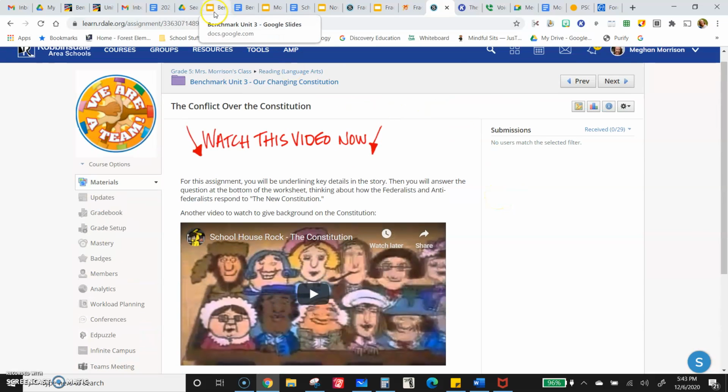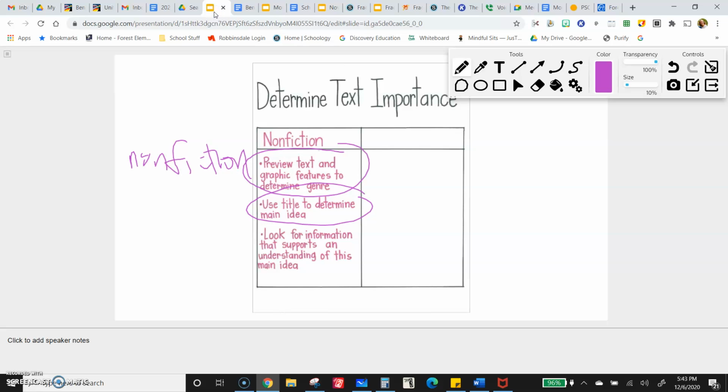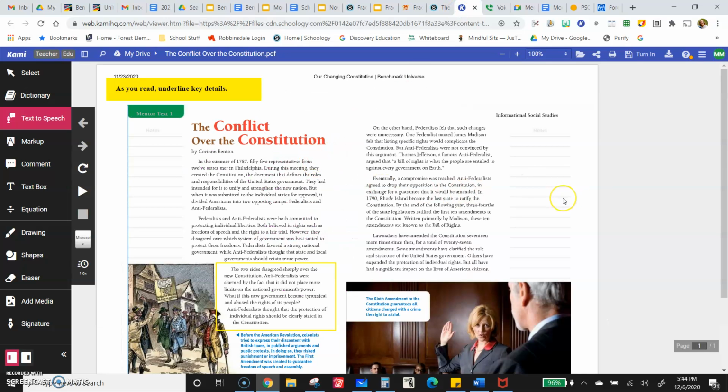Okay, conflict is when people aren't getting along in some way. There's some sort of problem. So they're not agreeing over the Constitution, this document that started our country. So then we're looking for information that supports this main idea. So as you are reading, look for details where there's conflict, where there's people not getting along. They do some comparing and contrasting of this side thought this, but then this side thought this. This is what they agreed on, but this is what they disagreed on.